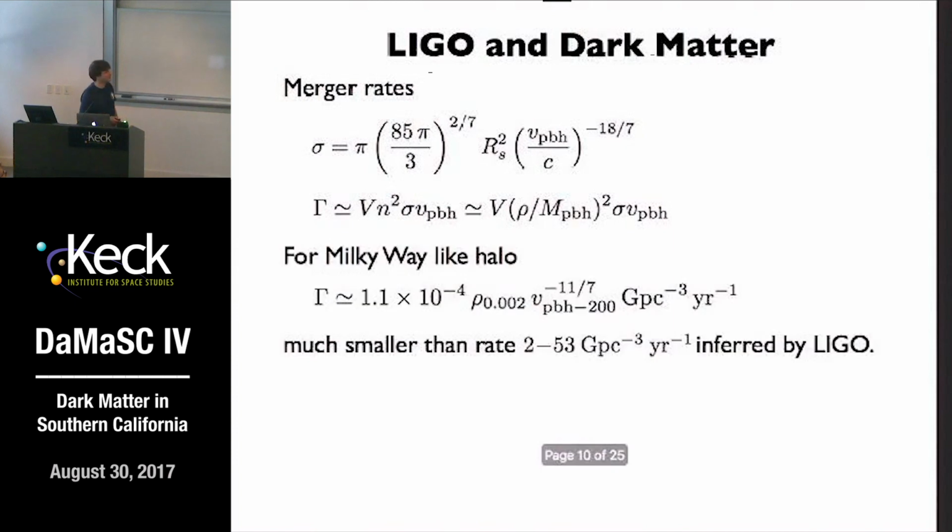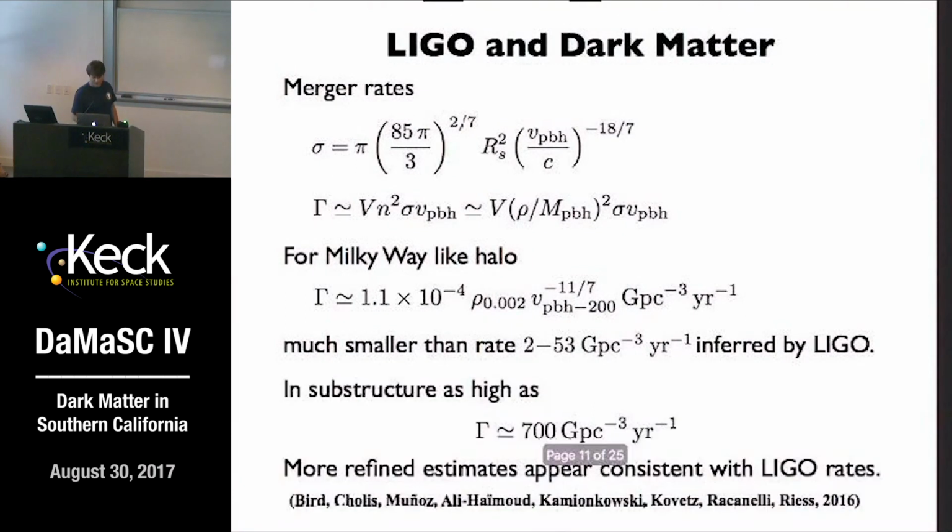And you can estimate it from a Milky Way-like halo, and you find that the rate that you expect there is very slow, much lower than the rate that was inferred by LIGO. On the other hand, you see that there's a pretty steep dependence on the velocity, so you can ask, well, what if these black holes are in substructure? And it turns out that then you can get rates up to 700 per year per cubic gigaparsec.